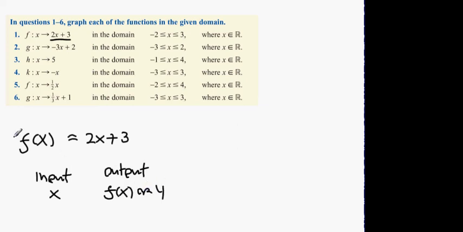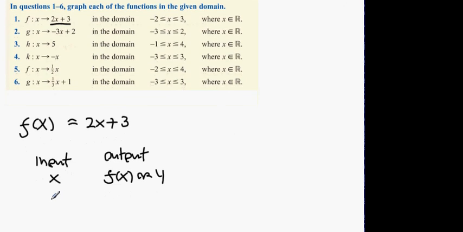Now, an example would be if I put in x equals 1 and x equals 4. When you put 1 into this equation, it becomes 2 times 1 plus 3, which gives you the number 5. On the second one, it'll be 2 times 4 plus 3, which gives you 11. This means if you were to draw this, it would involve the points (1, 5) and (4, 11). That's how you do these.